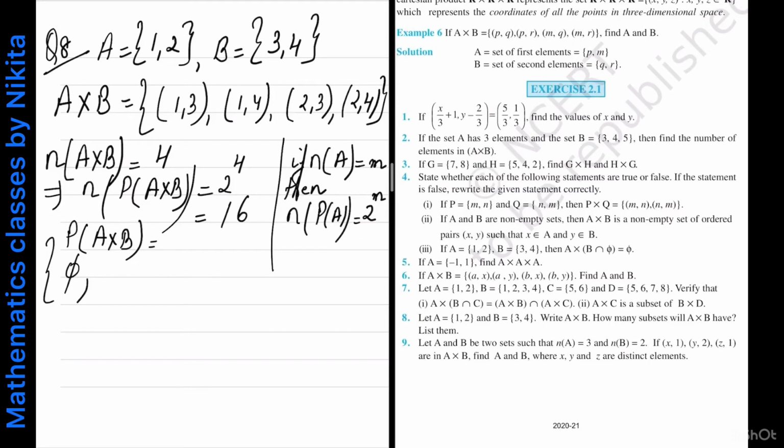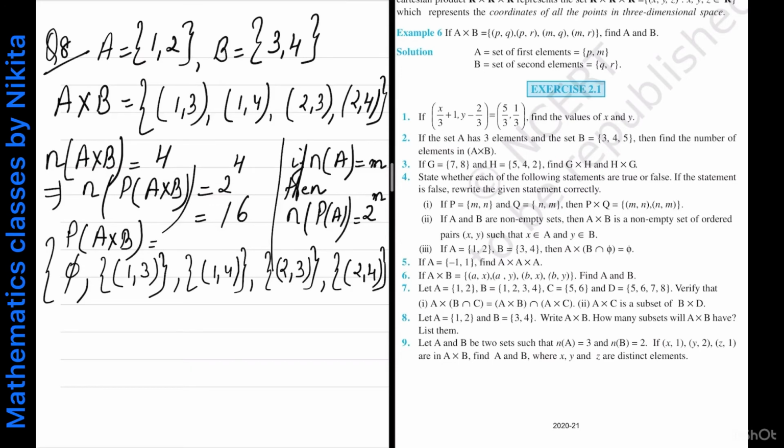Now you have to write all the subsets of A cross B which contain only one element. So they are of the type, just write the single elements. So {(1,3)}, you have to write them in curly braces, then {(1,4)}, then {(2,3)}, then {(2,4)}.